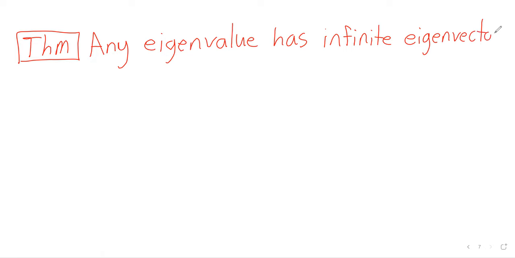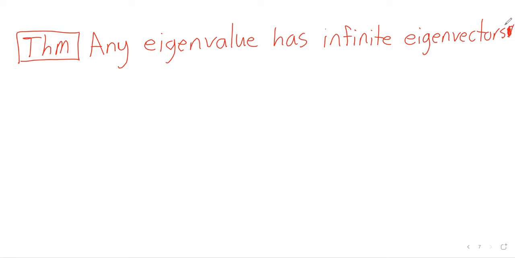We'll come back to this, but let me state explicitly something that was true for that example and is always true. Any eigenvalue has infinite eigenvectors associated with it.